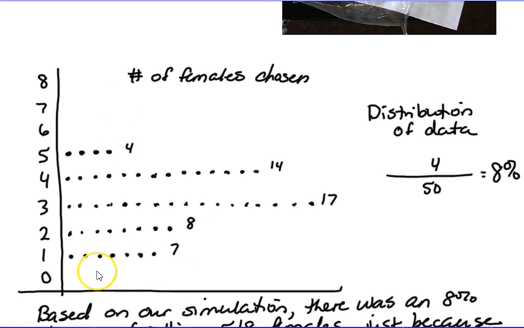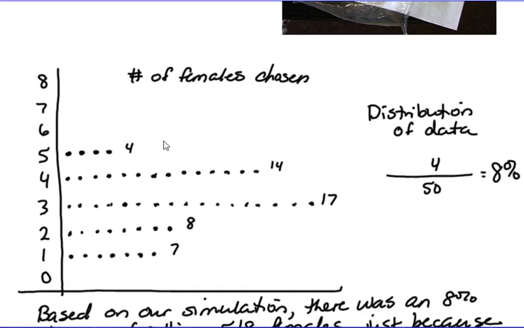Notice we never got 0 out of 8 females. We never got more than 5 in the group of 8 as females in all of the 50 times we tried this. So calculating the results, we saw that 4 out of 50 times, or about 8% of the time, we got the results shown in the problem.